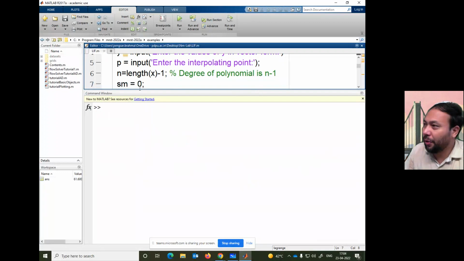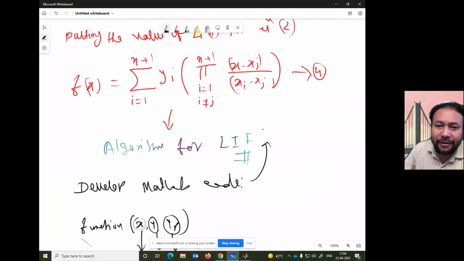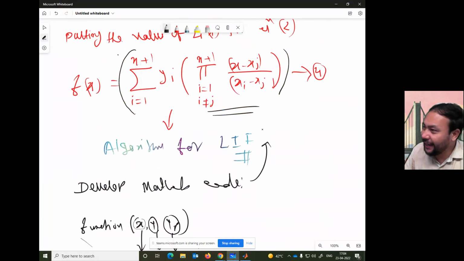Now sum is equal to 0. Why is it used? Just look at the logic here. Ultimately, in the algorithm we have two parts. One part is the summation part. The whole is a summation, right? The second is our product. Now I need to find the summation of the product of yi and li. So for summation, first sum is equal to 0, and next I can write sum equals sum plus the next term. Accordingly, we increase the logic in this manner.